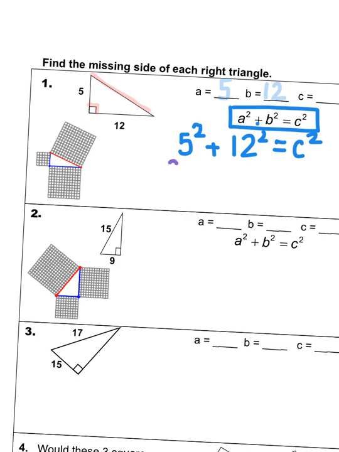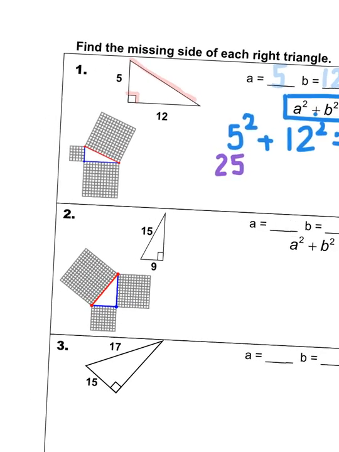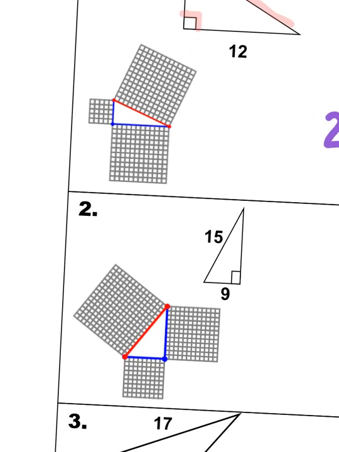5 squared is 25. You can see a representation over here. This is the side 5. So when we're squaring a number, we're kind of finding the area of a square. 5 times 5 is 25. Well, the other one is 12. So the area of this square will be 144 because 12 times 12 is 144.